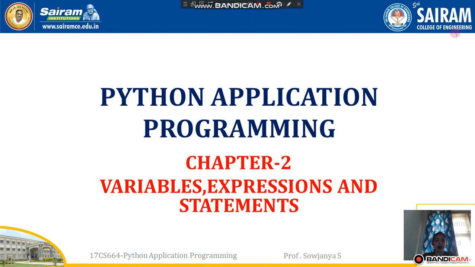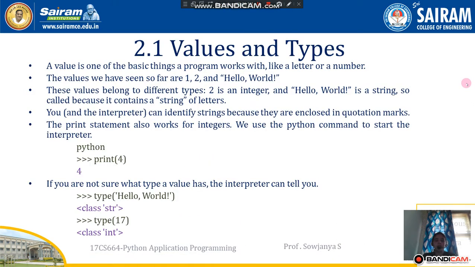Hey guys, today let us discuss chapter 2, that is how to write variables, expressions and statements in the Python programming language. Before writing variables, expressions or statements, let us know what values are and what exactly a type is. In general, a value is one of the basic things a program works with, like a letter or a number.